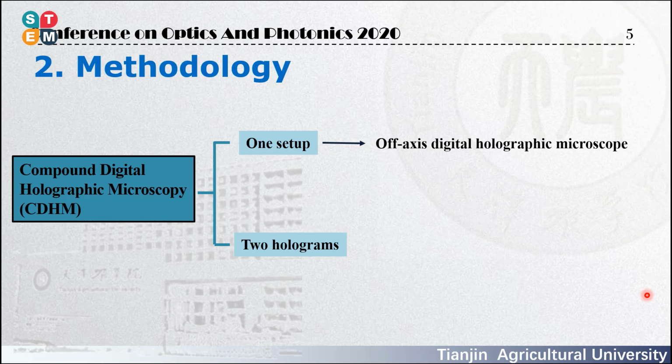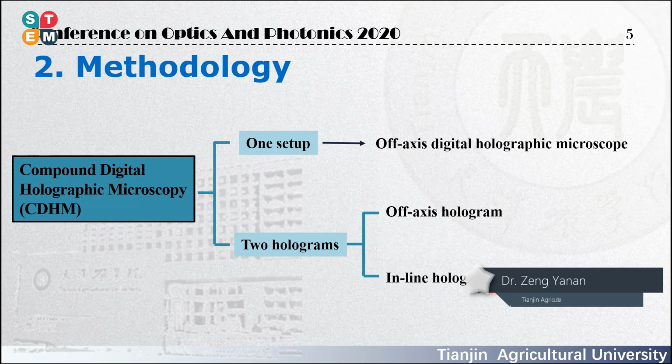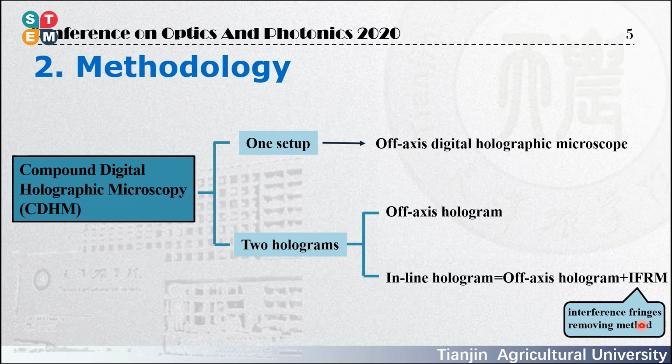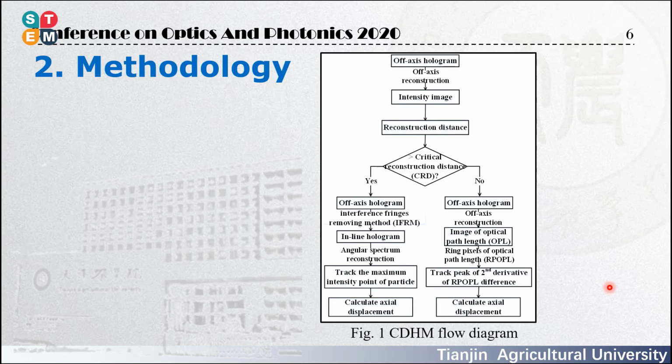As we can see, the off-axis hologram is easily obtained, but the inline hologram, how to obtain the inline hologram from an off-axis hologram? We use an IFRM method, namely the interference fringes removing method, to isolate inline hologram from off-axis hologram. Then two holograms can be obtained. Here comes another question. Which hologram is to be reconstructed? Let's tell some details. Here comes the CDHM flow diagram.